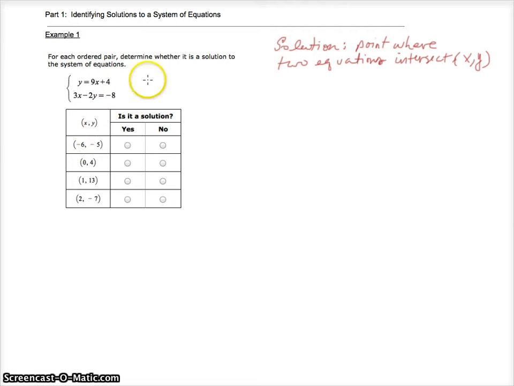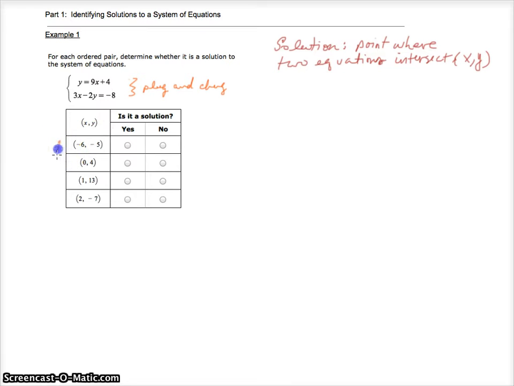So we're going to plug and chug here. And by that, I mean I'm going to take each ordered pair and plug them in to each equation. So I'm going to take -6, -5 and put it into both of these equations. And they have to both be true for it to be a solution. Both statements would have to be true. So I'll show you what I mean by both statements.